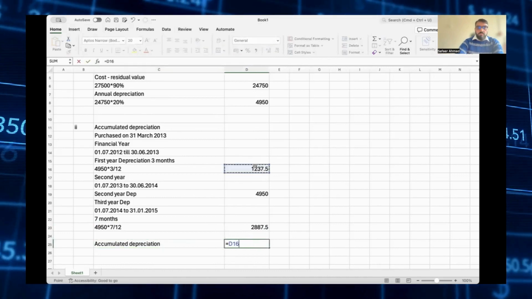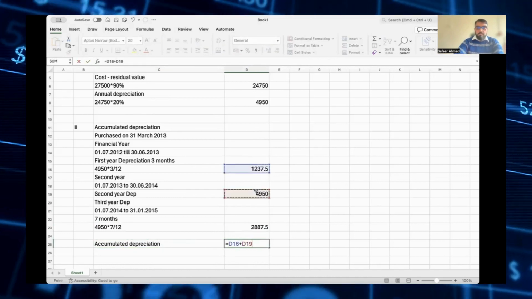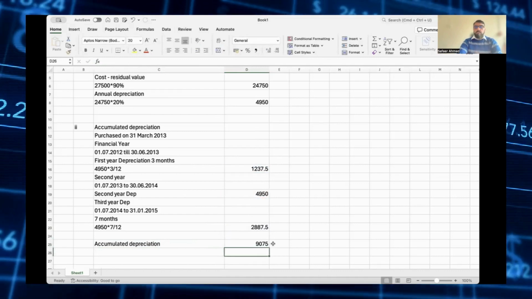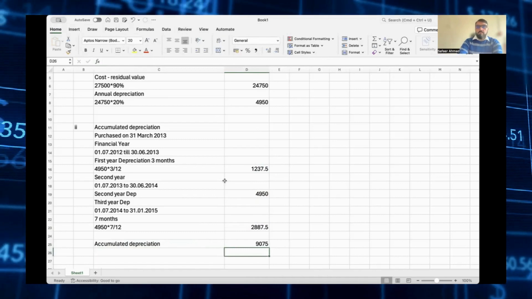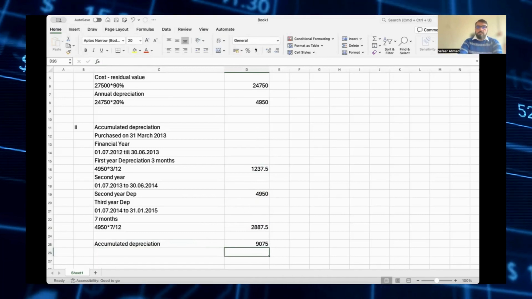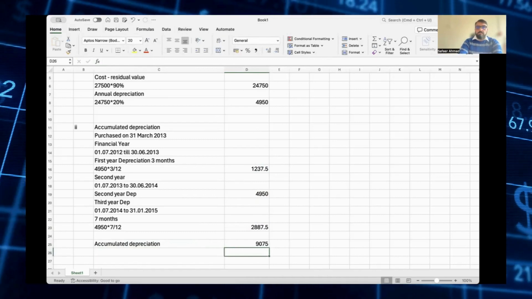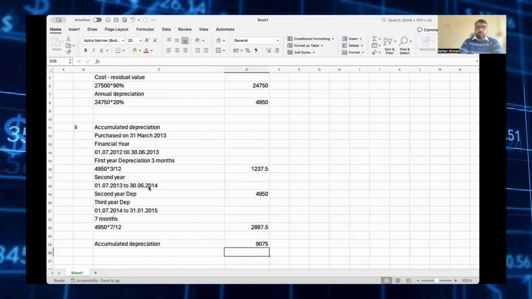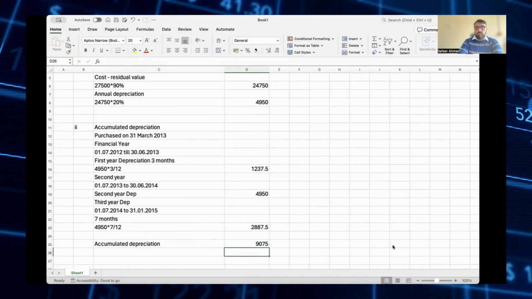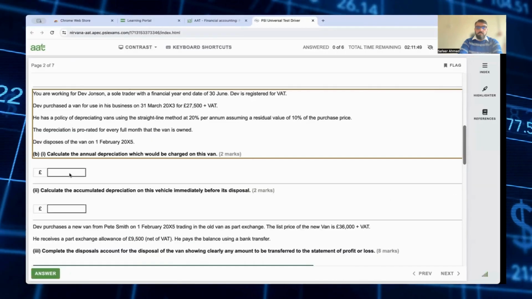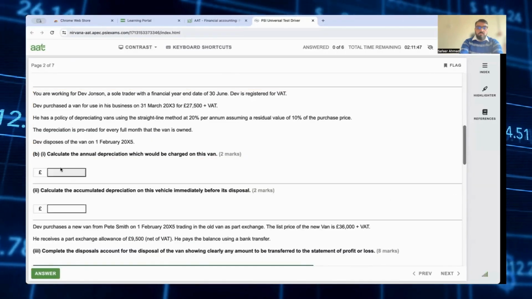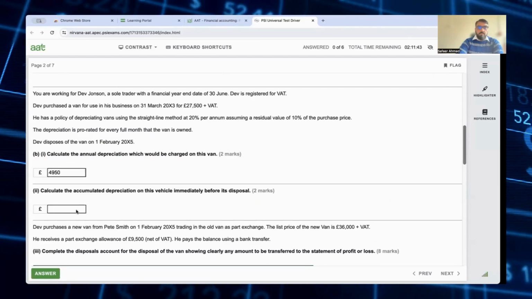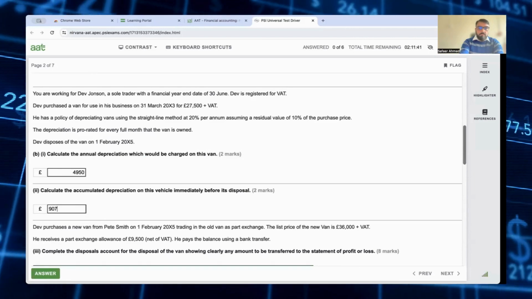So which will be first year, second year, third year, which is 9075. Okay. So here, the annual depreciation is 4950. And here, 9075.